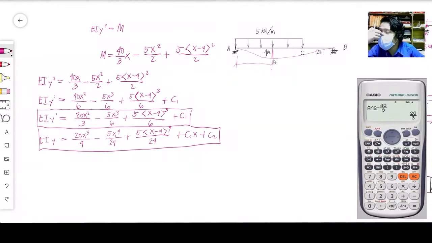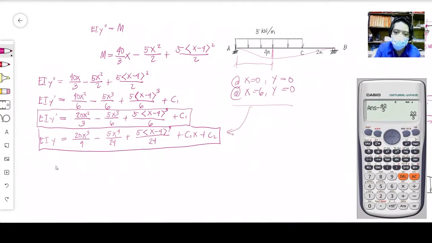Okay, so paano man naton bibilngon? Mag-a-apply kita an boundary condition. Okay. So una an aton boundary condition, at x is equal to 0, we know that the deflection at that point is also 0. And also at x is equal to 6, we also know that the deflection at that point is also equal to 0. Okay, let us try to use that. When we substitute this boundary condition to this equation, let us try to solve.